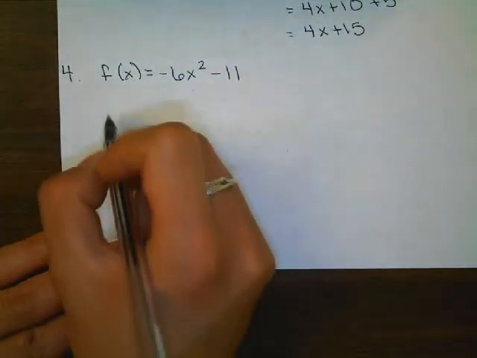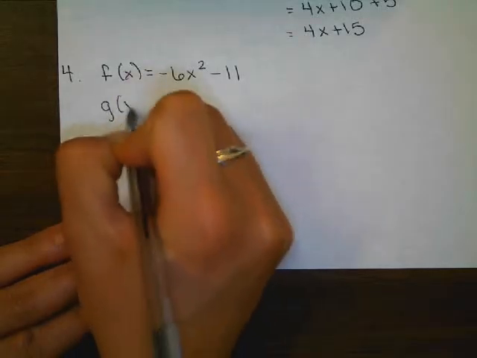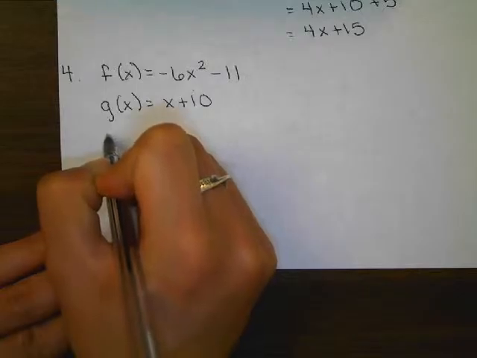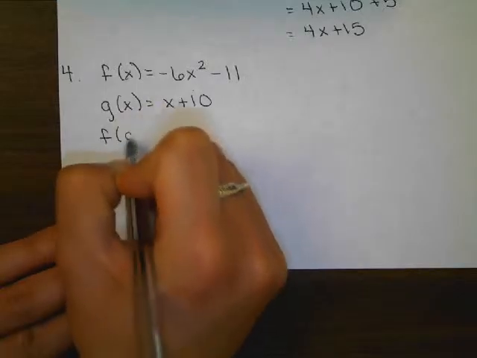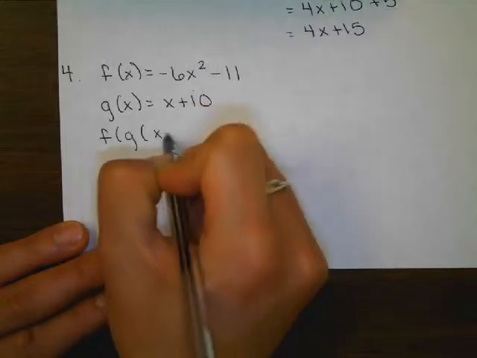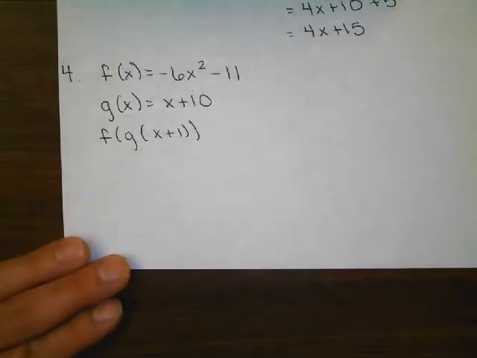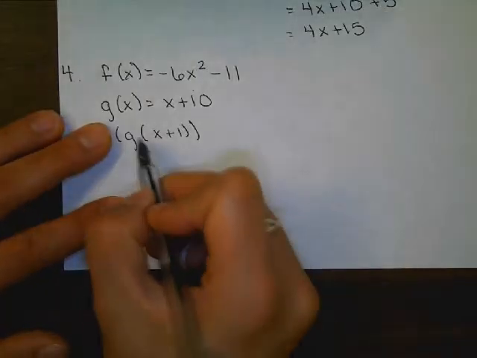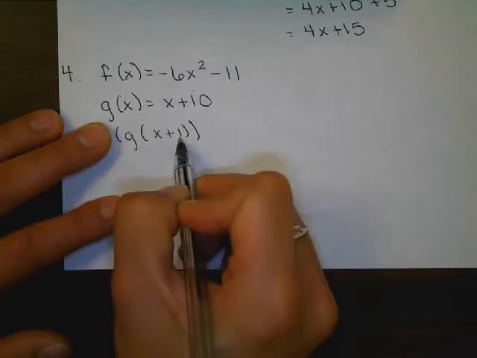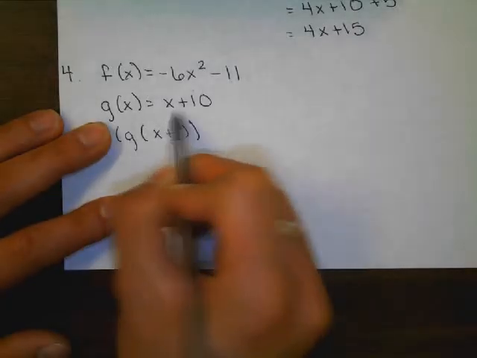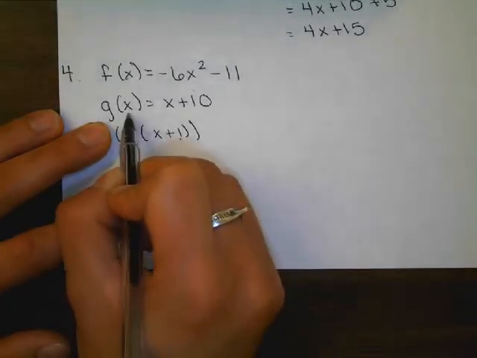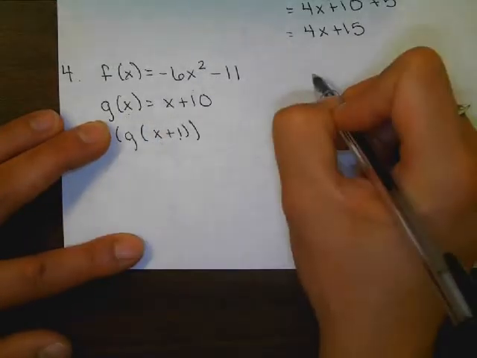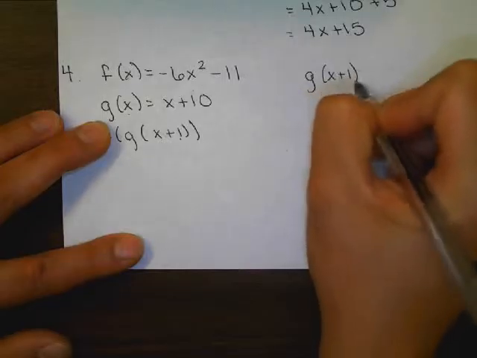Say we have f of x equals negative 6x squared minus 11, and g of x is x plus 10. We are looking for f of g of x plus 1. So we got a couple things going on here. If I look at what's on the inside, I have g of x plus 1. I can't cross this out and put the x plus 10 there, because that's what g of x is. They want g of x plus 1. So the first thing I need to do is find g of x plus 1.